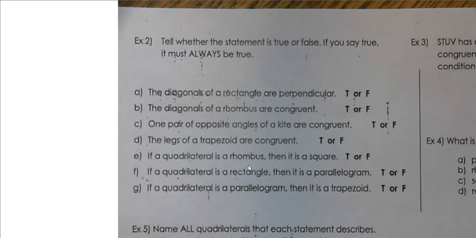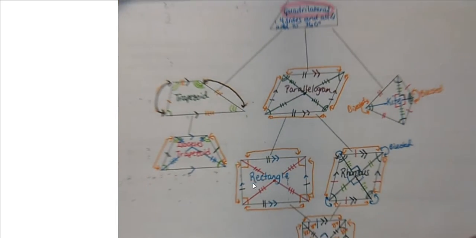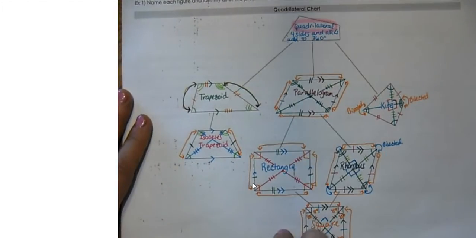Let's go on to example number 2. In example number 2, we want to tell whether the statement is sometimes true, or is true or false. And in order for something to be true, it must always be true. So let's go back to our chart really quick. Notice that we have connected shapes.